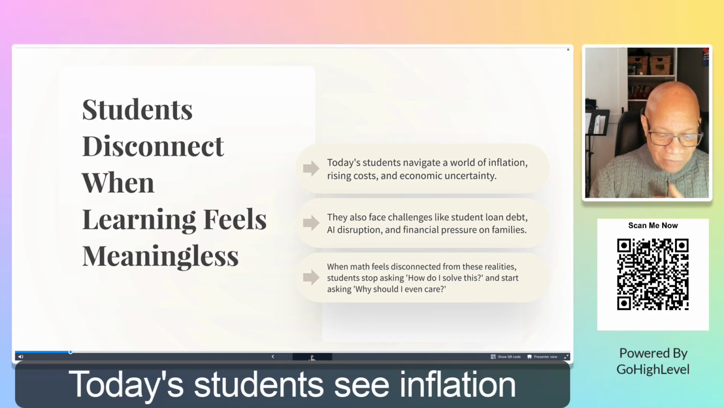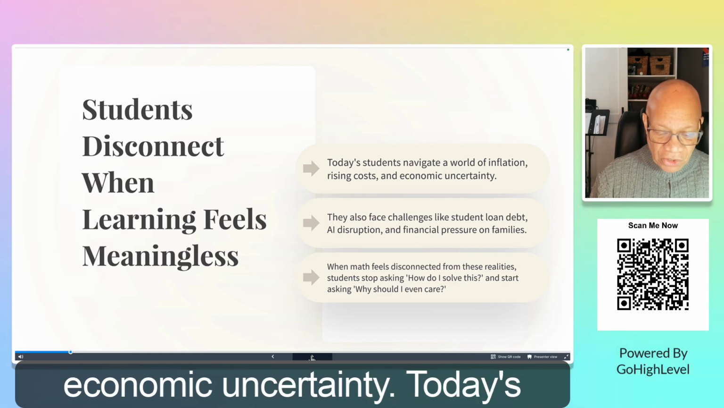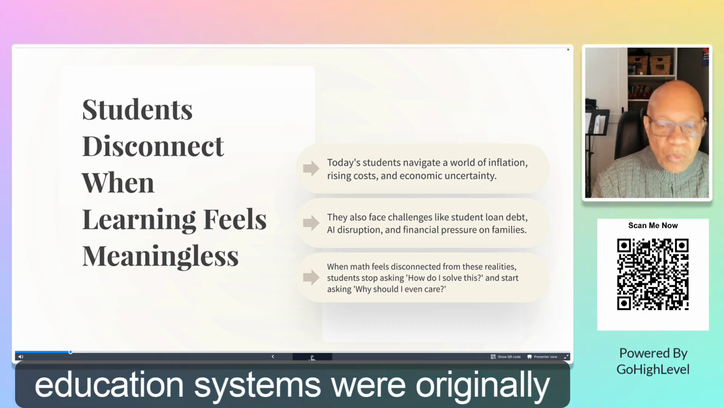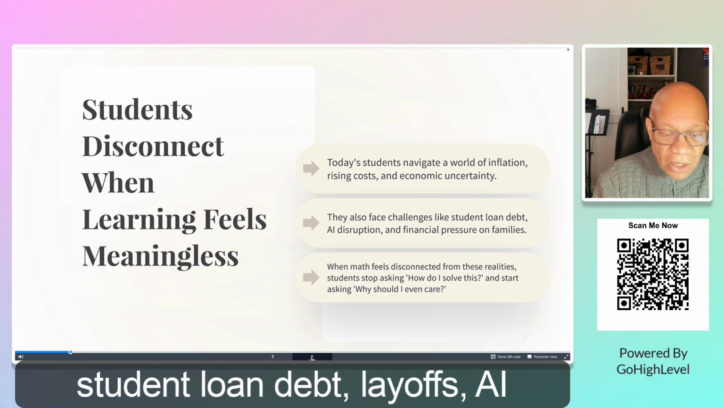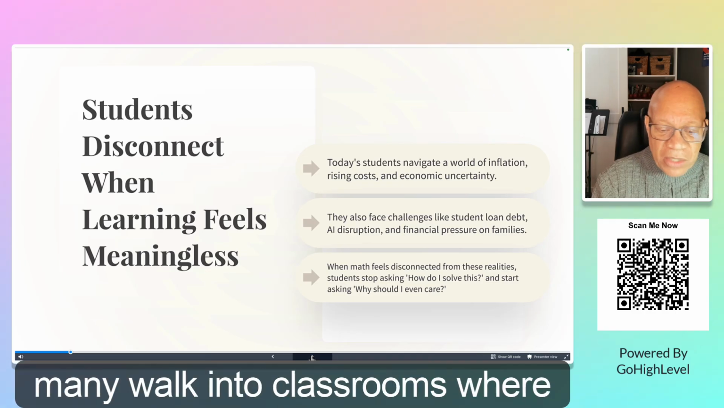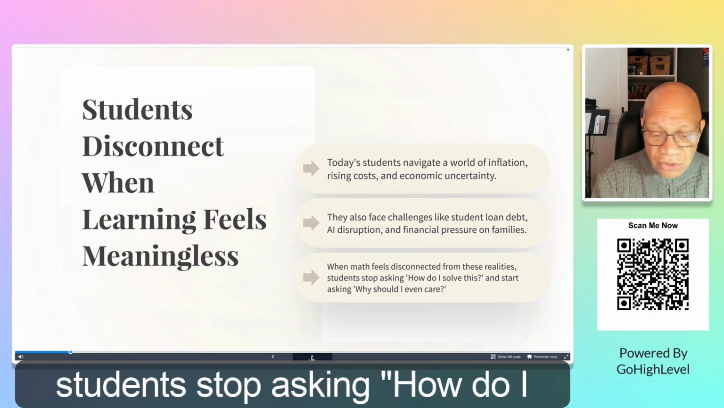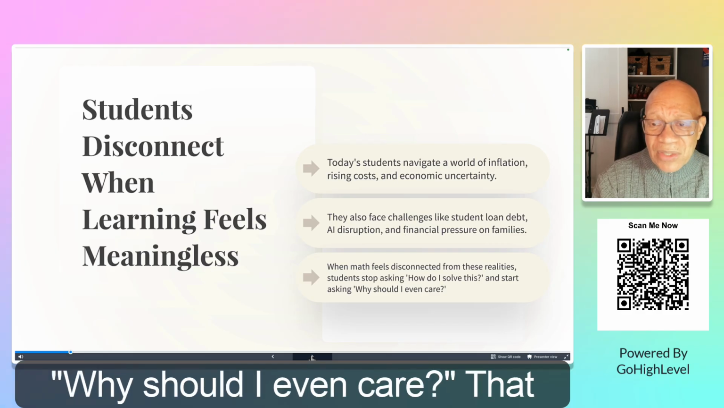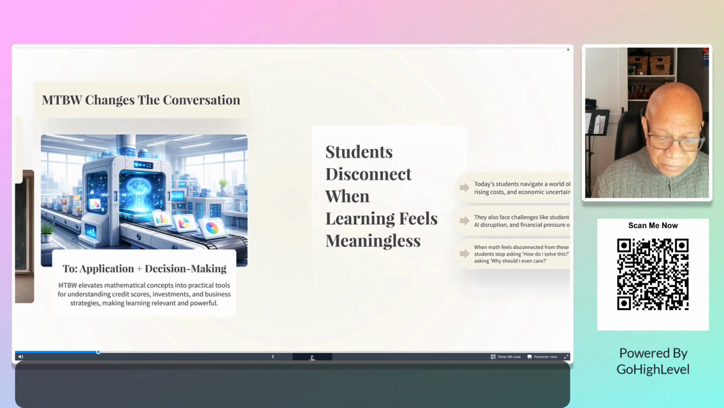Today's students see inflation, debt, AI disruption, rising costs, economic uncertainty. Today's students live in a completely different world than many education systems were originally designed for. They see rising rent, expensive housing, student loan debt, layoffs, AI changing careers, financial pressure on families. But then many walk into classrooms where mathematics feels disconnected from survival. Eventually, students stop asking, how do I solve the problem? And start asking, why should I even care? That emotional disconnect is where disengagement begins.